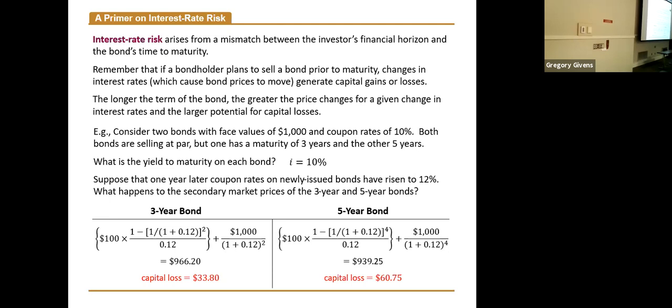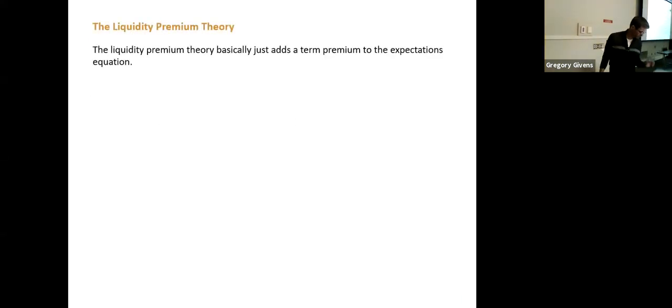So a risk-averse agent wants to try to mitigate risk. That doesn't mean you're going to avoid it. You're willing to take on that risk if you're compensated in the form of higher average return. That's where the term premium comes in. Okay, so the liquidity premium theory then just basically adds a term premium to our expectations equation, right?